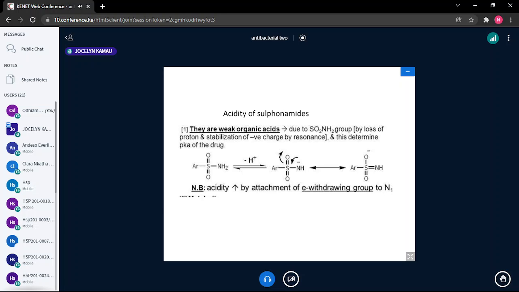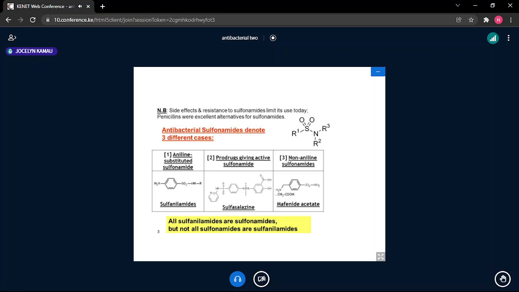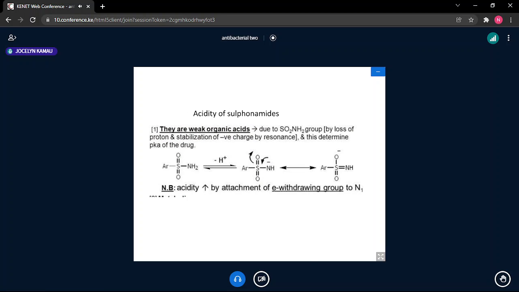So I hope you'll be able to finish the sulfonamides today. We've done most of the unit, we discussed most of the materials concerning the sulfonamides, but whatever we've left, I hope we'll be able to cover it this morning. I think we were able to go up to this slide, if I'm not wrong, acidity of sulfonamides.